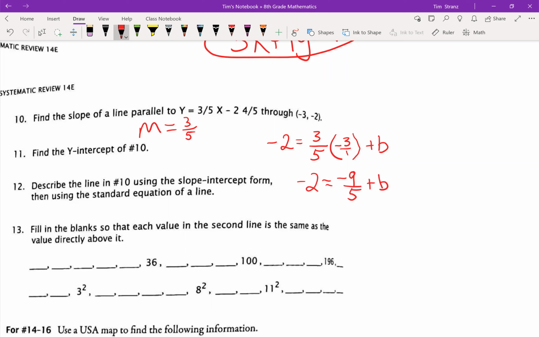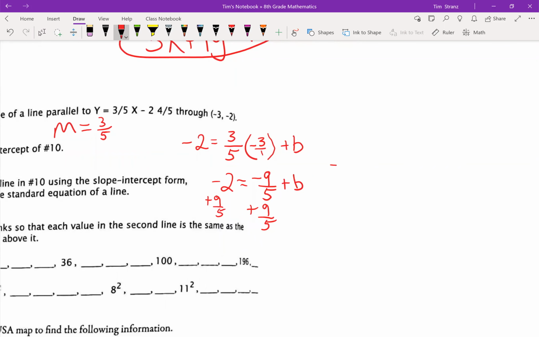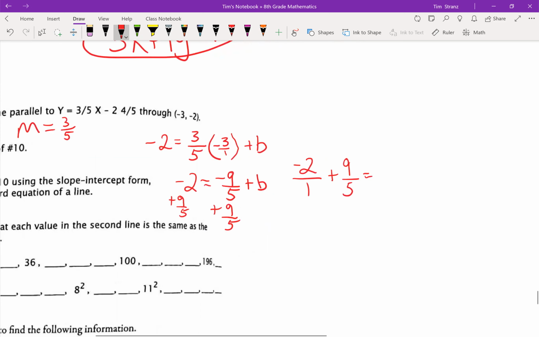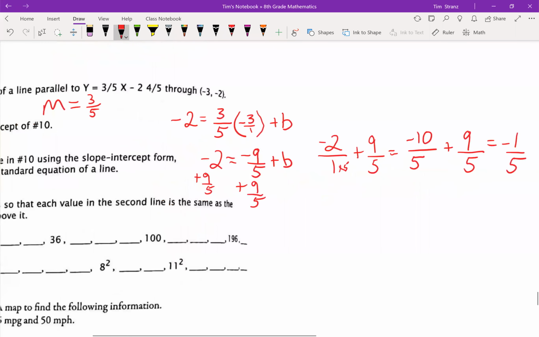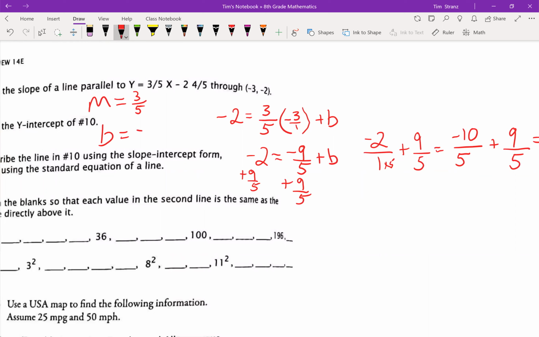Okay, I need to get rid of the negative 9/5, so I'm going to add 9/5 to both sides. All right, and now I'm going to take negative 2 over 1 plus 9/5. I've got to get a common denominator, which is going to be 5. That stays the same. That's times 5, so that's times 5. All right, so we get a negative 1/5. That is going to be my b. All right, so my y-intercept, b equals negative 1/5.